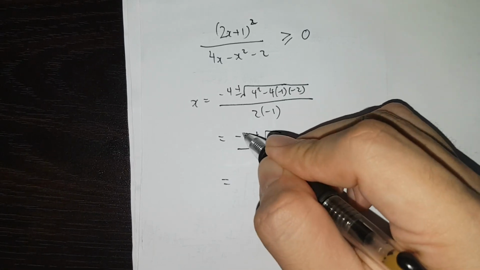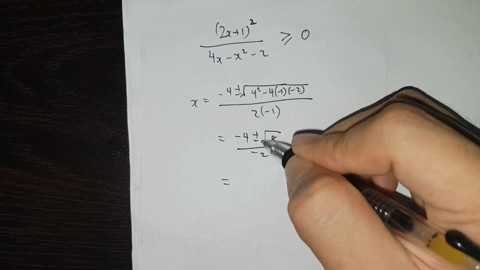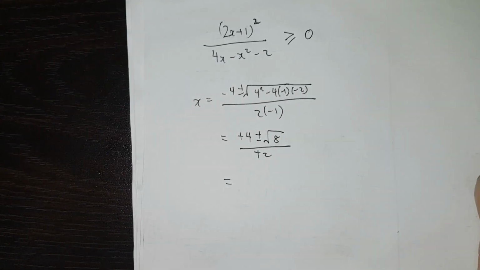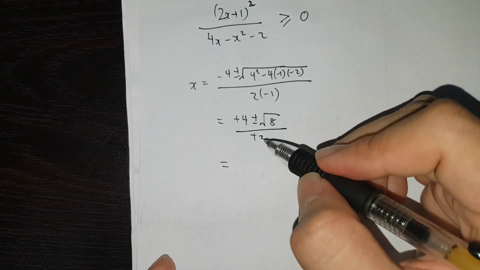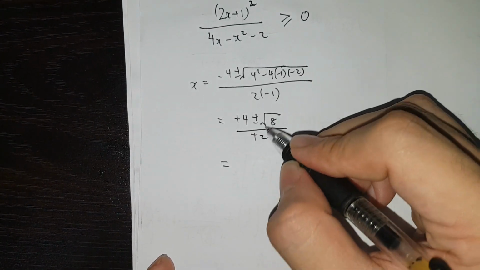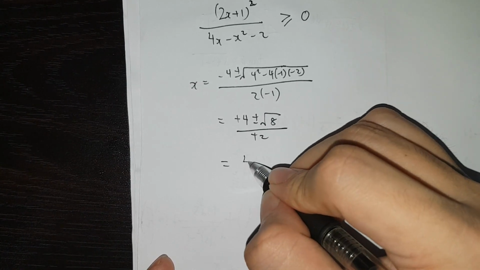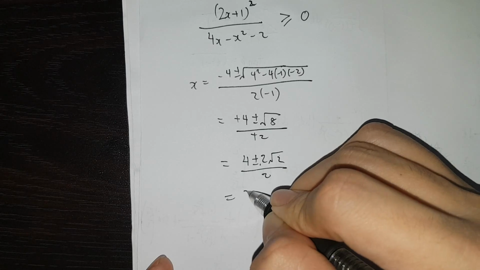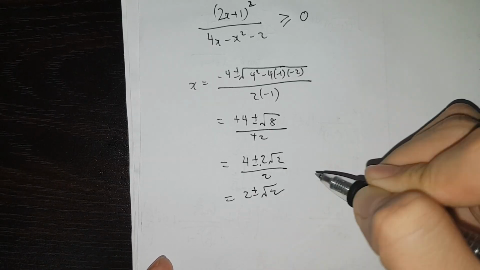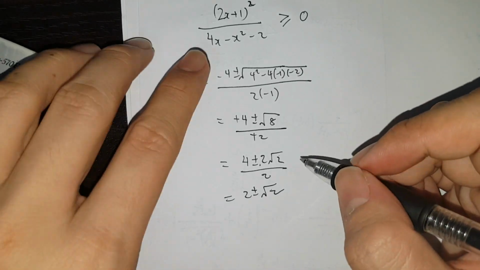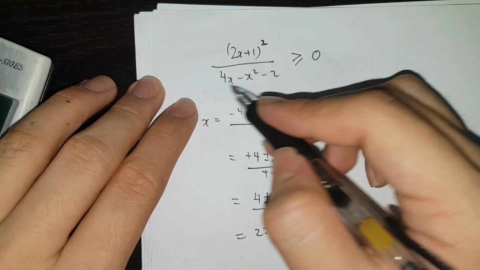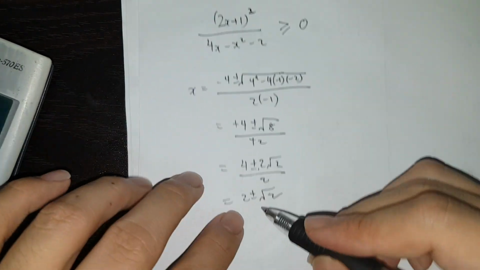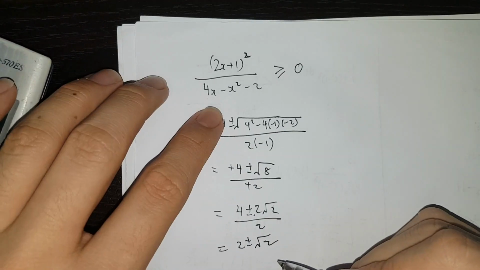Because this is plus minus, I can just change this, it's fine. Root 8 is 2 root 2, so we have plus minus 2 root 2 over 2, and this will give us 2 plus minus root 2. Alright, so I know that the denominator will give me two roots, which are 2 plus root 2 and 2 minus root 2.